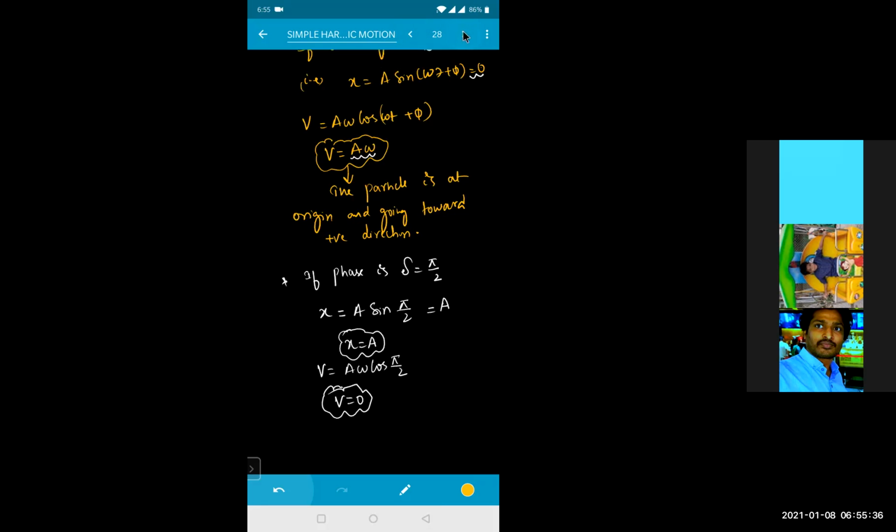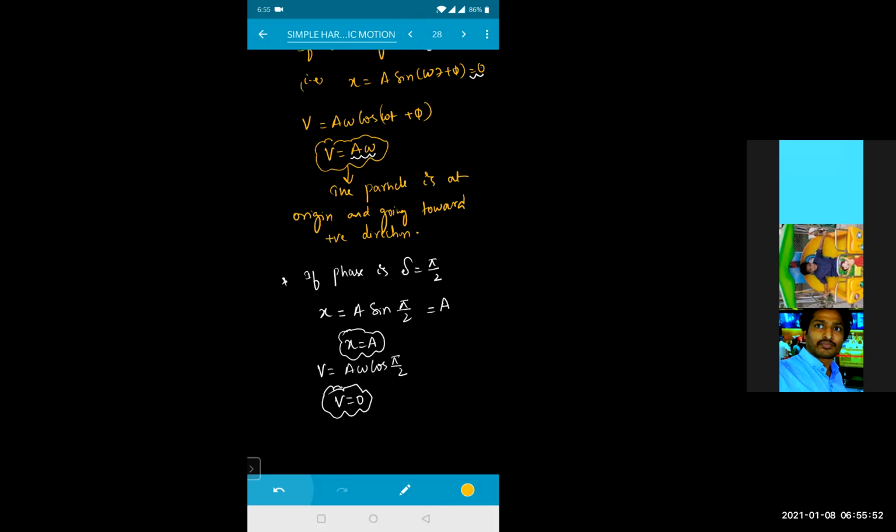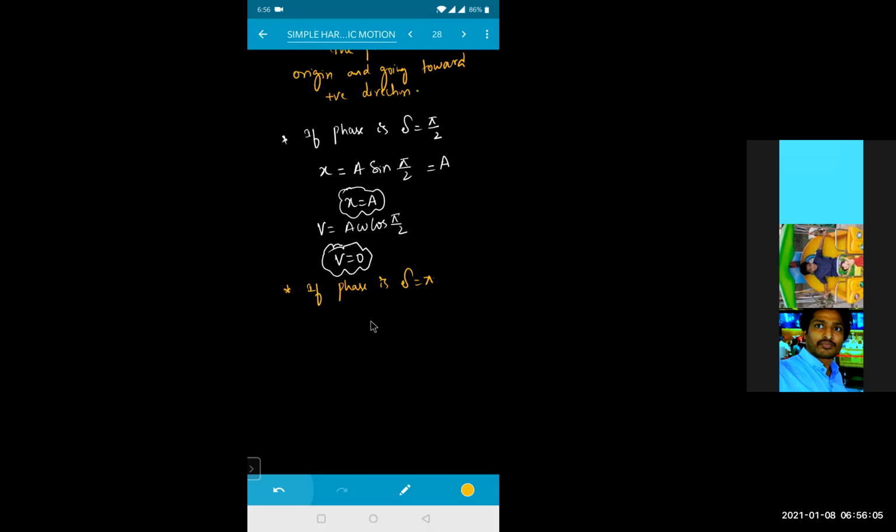So like that, I can go on taking the values. If I take the tau value equal to 180 degrees, then the x value will be at the origin and the velocity will be negative. It will be going in this direction. You can check with that one. I'll just write here. If the phase tau is equal to 180 degrees, what is the value of your x? X value is equal to A into sine 180. Sine 180 is?